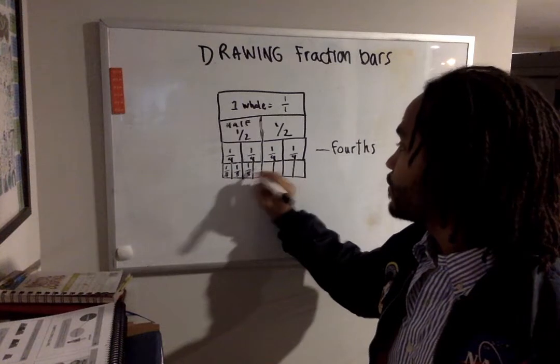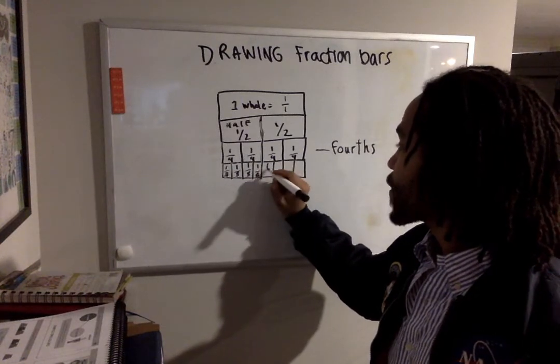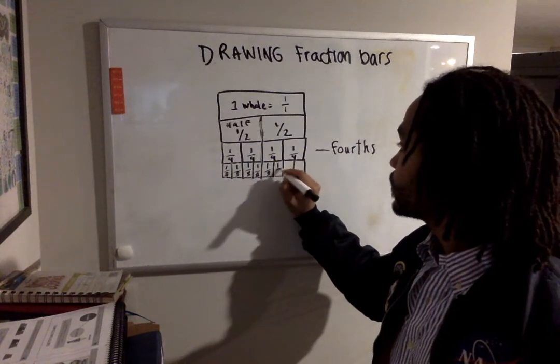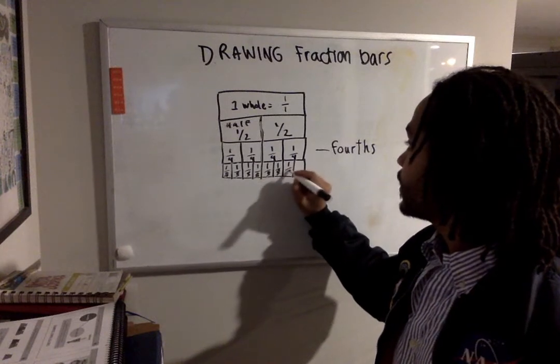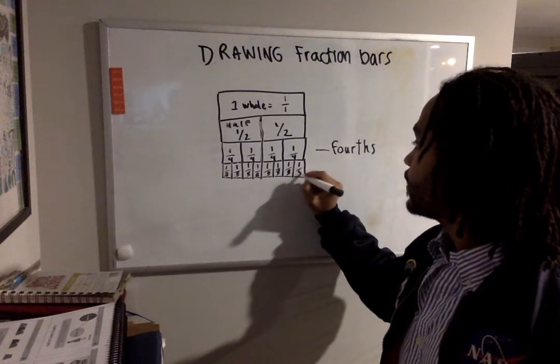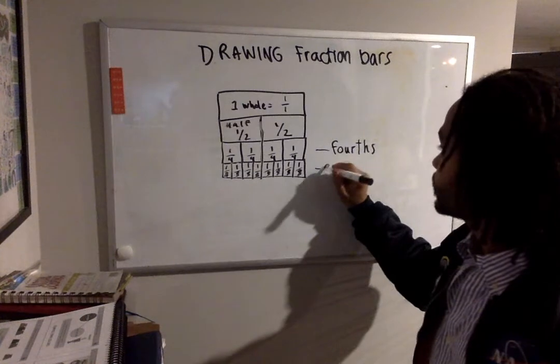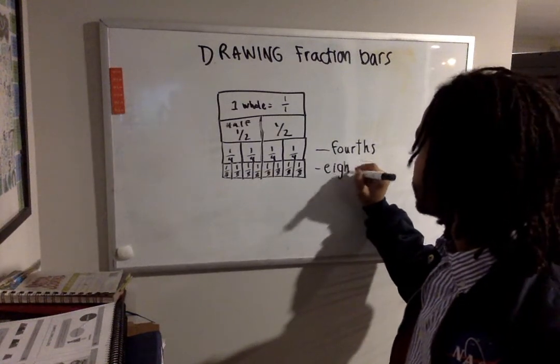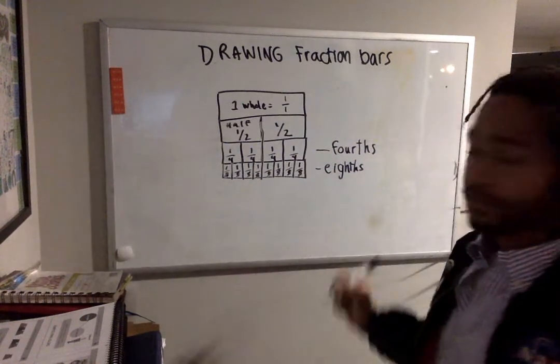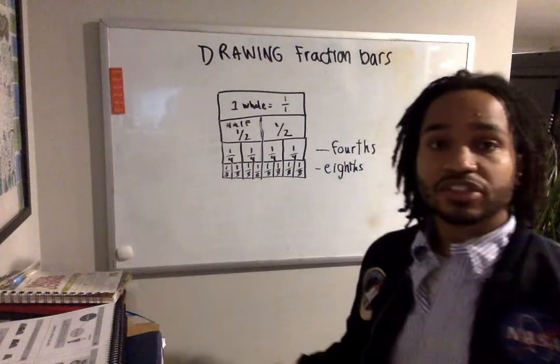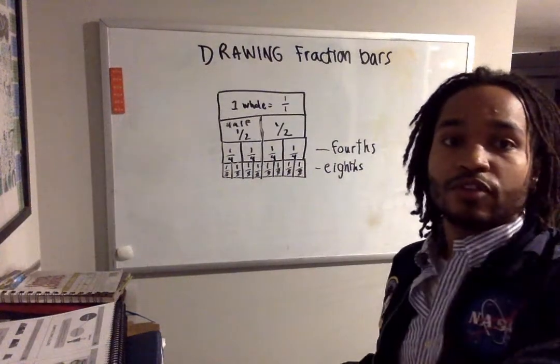1 out of 8 or 1/8. 1 out of 8, 1/8. And these are eighths. All right? So this is just really quick of how to draw fraction bars.